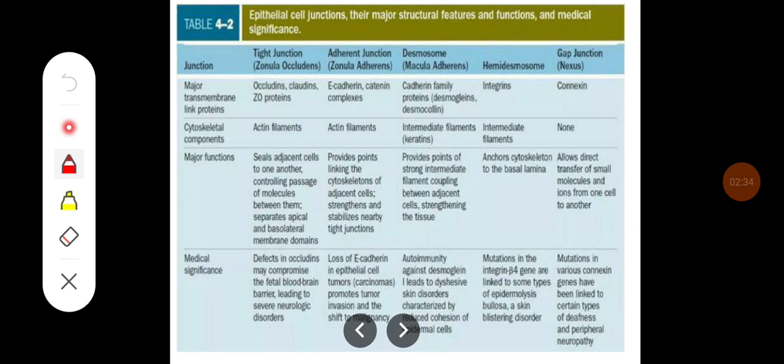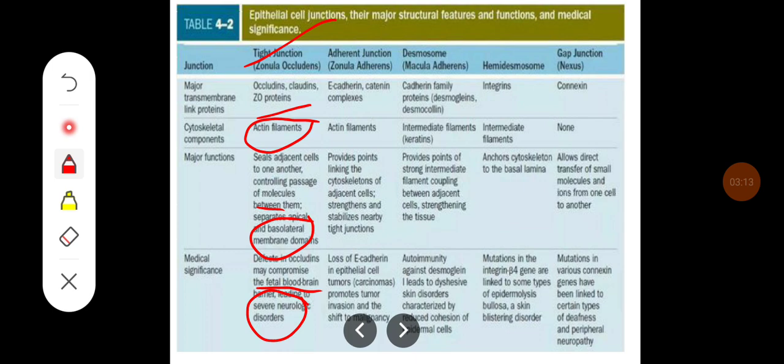So here again the tight junctions are also called zonula occludens. The major transmembrane proteins here are occludins, claudins, and ZO proteins. The cytoskeletal component here is actin filament. The major functions of these are that they seal the adjacent cells to one another, controlling the passage of molecules between them. They separate the apical and basolateral membrane domains. Defects in occludins may compromise the fetal blood-brain barrier, leading to severe neurologic disorders.